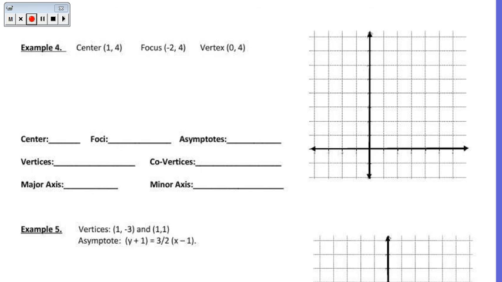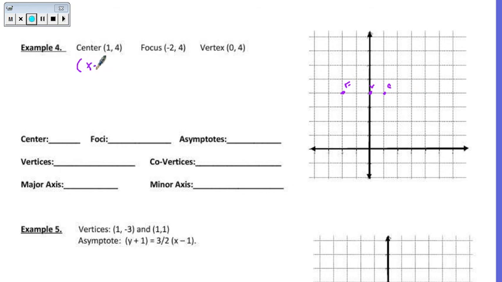So example 4. Our center is now shifted off the origin, so we just want to be conscious of that. So we have a center at 1, 4, so 1, 2, 3, 4. There's our center. They tell me I have a focus at negative 2, 4, so there's a focus, and a vertice at 0, 4.